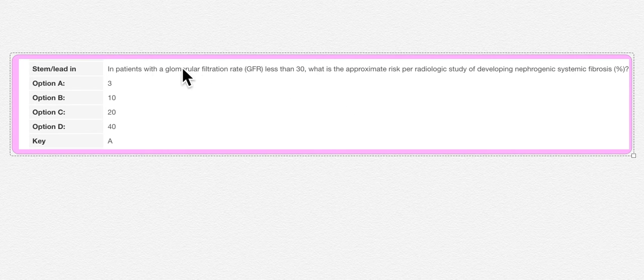So you give the history: in patients with a glomerular filtration rate of less than 30. Then you ask the question: what is the approximate risk per radiological study of developing NSF? This might seem like a fairly minor change, but when residents are doing multiple questions in an exam, it really makes a difference. I've also removed the percentage from all of the answer choices.